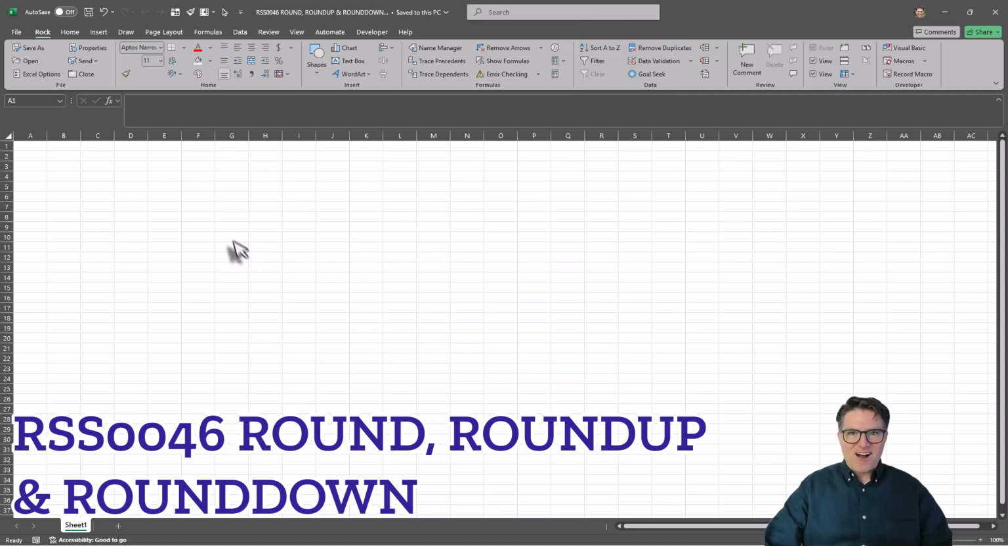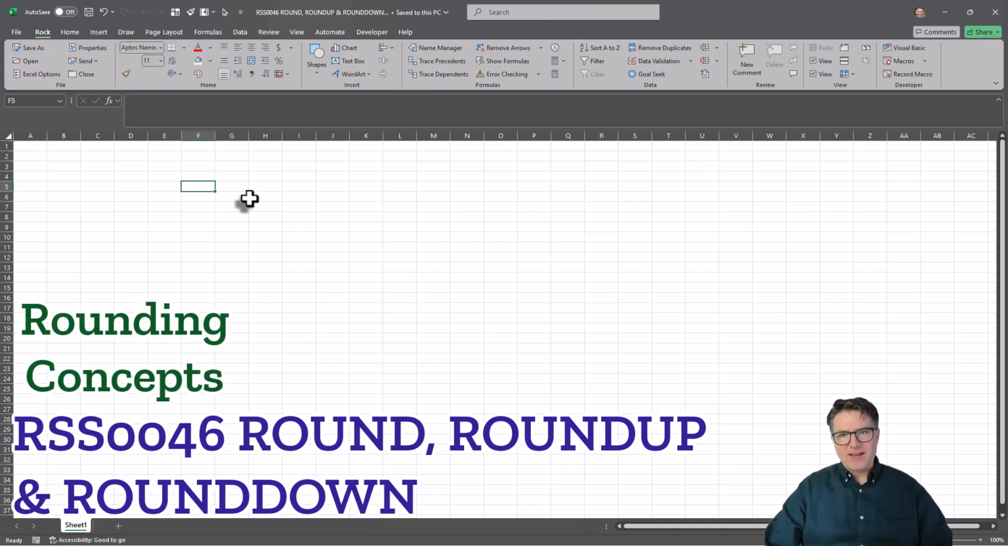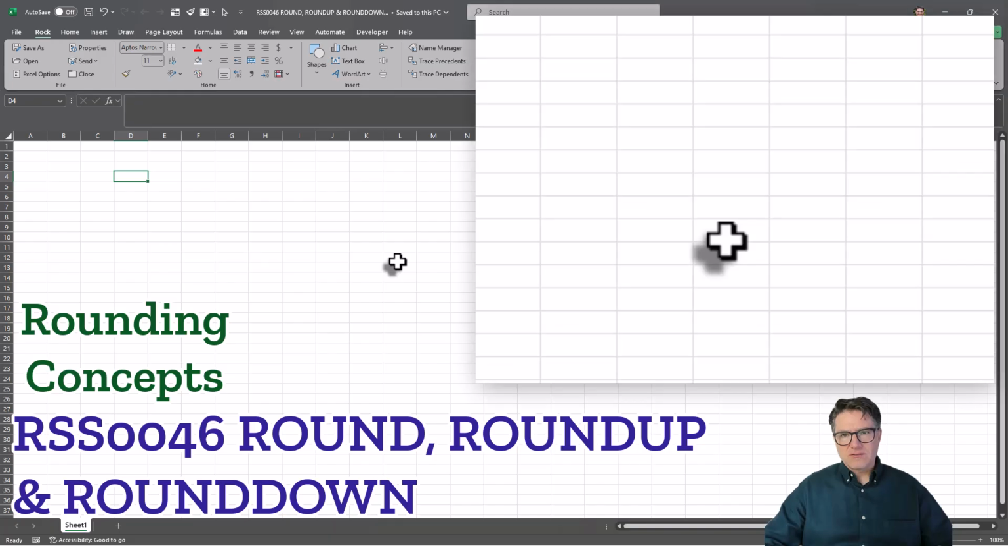Hi, this is Rock. We're going to look at rounding, specifically with the functions for round, round up, and round down. So in some situations you want to just round, which the round function, if it reaches 0.5, then it rounds it up. If it doesn't reach 0.5, it rounds it down.